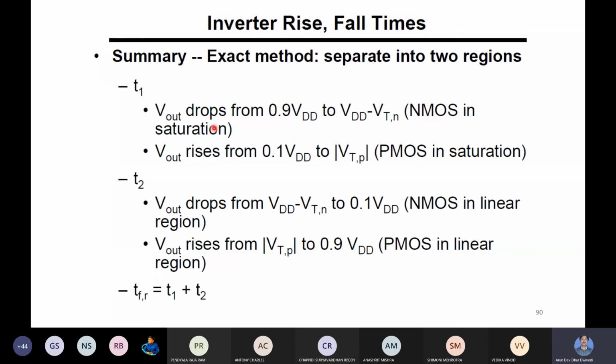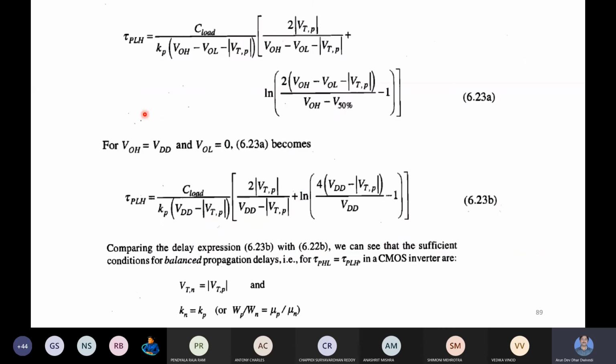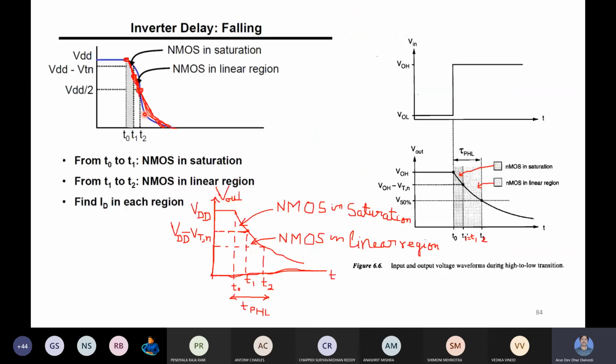And the rise time and fall time calculation method we also know. Suppose you want T1, T2, as we have taken in this graph, from T0 to T1, then going to T2. Similarly, instead of 50%, here we are coming up to 50% only, and we are starting from VOH.